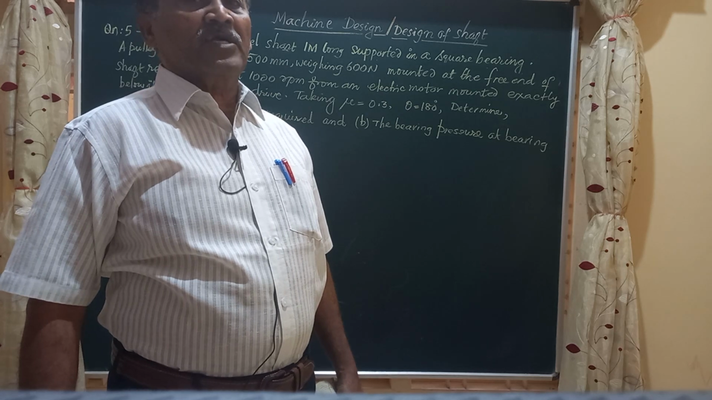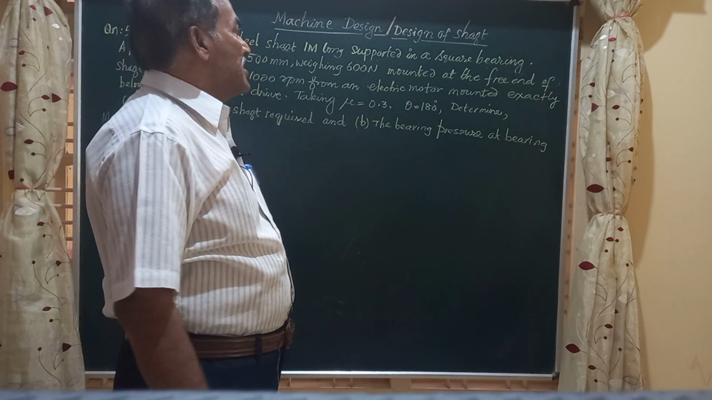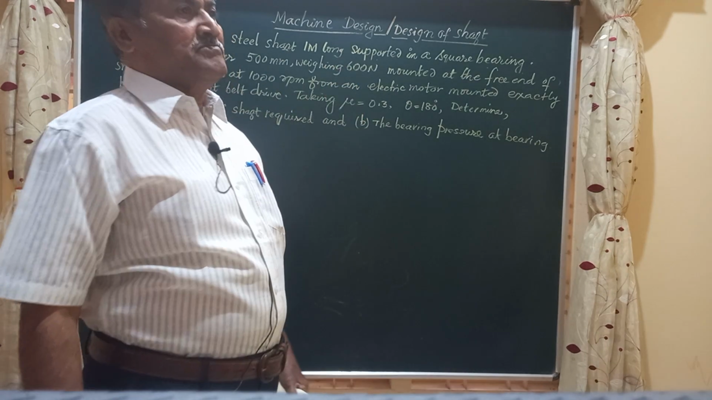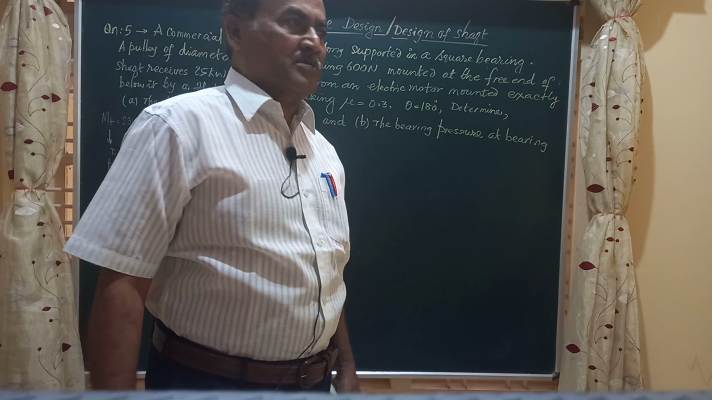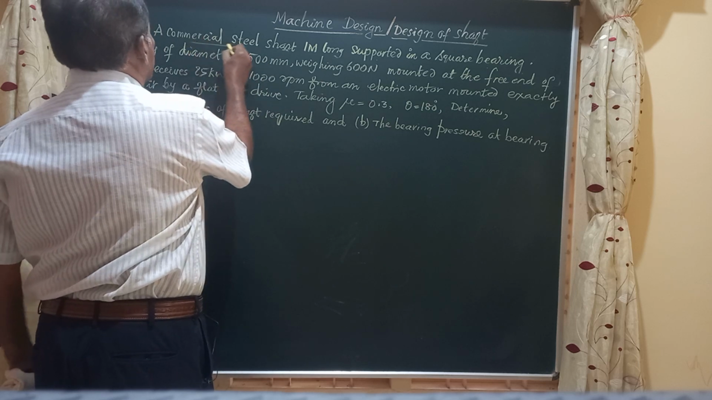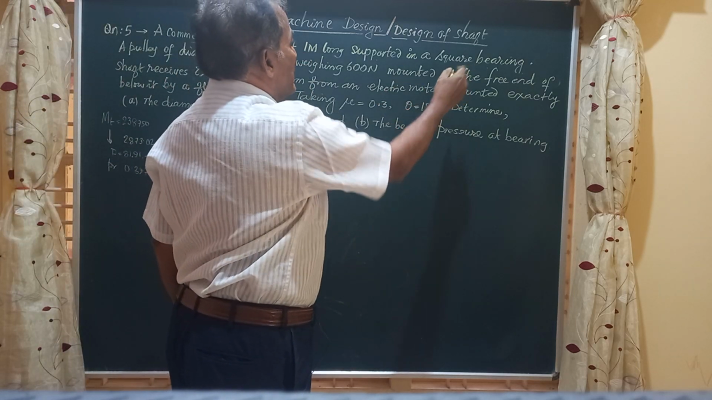And friends, in today's video, we are going to work out a problem on the solid shaft. Friends, the question for today's session reads like this: a commercial steel shaft, 1 meter long, supported in a square bearing.